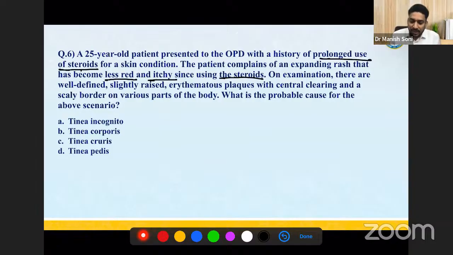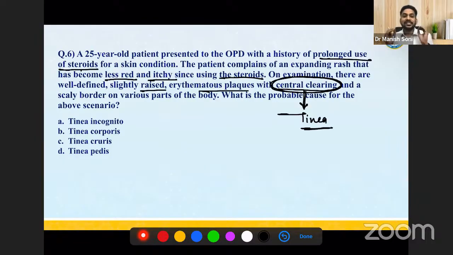On examination, there are well-defined, slightly raised erythematous plaques with central clearing. Very important point. So many times I have told in my classes that central clearing is a feature of tinea. So the answer is tinea. And if you look at the options, all the options are also having tinea. Now you have to tell me which tinea this is.